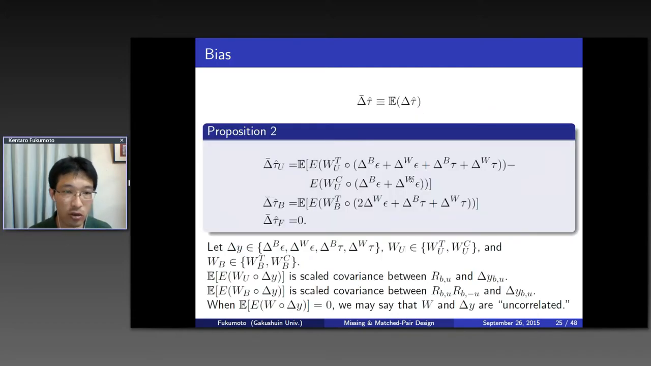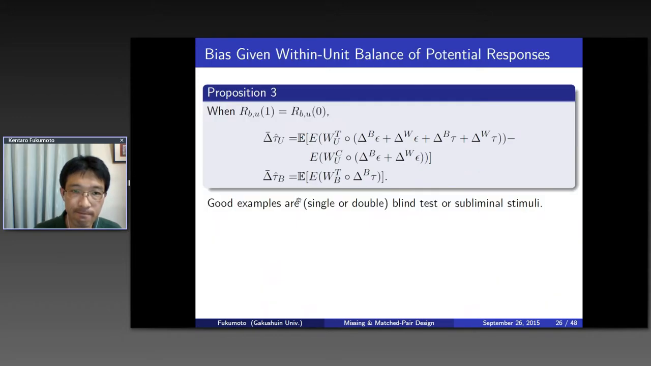Okay, now I'll talk about bias. Bias is the expectation of estimation error. And proposition two says the bias of these three estimators can be expressed this way. And the important thing is that the blockwise deletion estimator is actually biased.